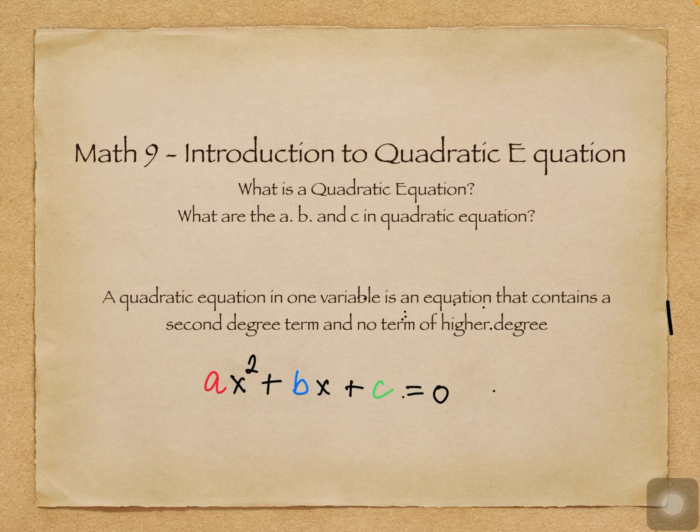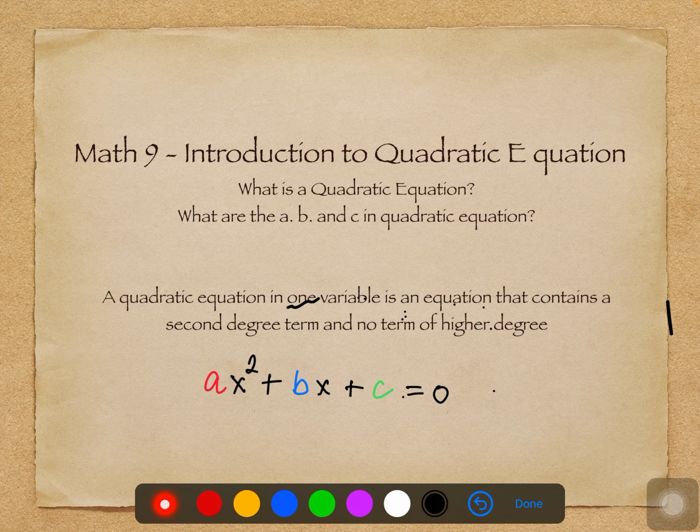Okay, what we need to know about quadratic equations and what are these values of a, b, and c in quadratic equation. So let's first start with the definition of a quadratic equation. A quadratic equation in one variable, take note of the word one variable, is an equation that contains a second degree term and no term of higher degree. So from this definition, our lesson for today shall evolve.